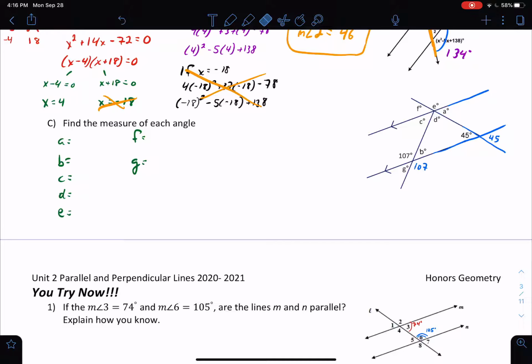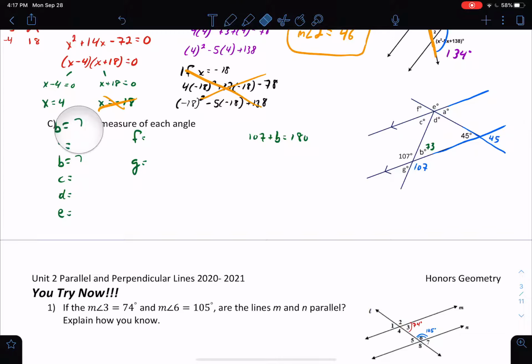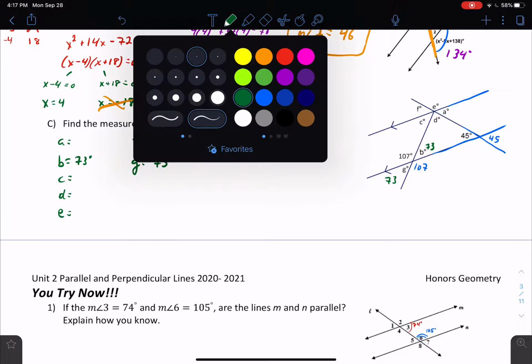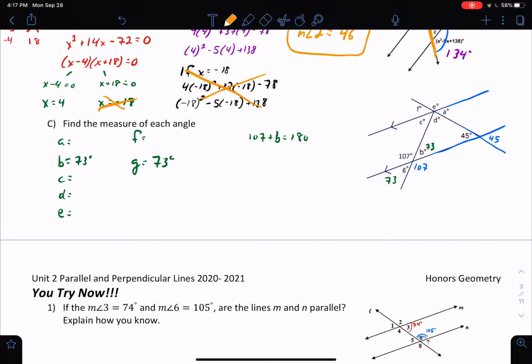Also, B is a linear pair with 107. G is also a linear pair with 107. Okay, so 107 plus B is equal to 180. So B is going to be 73 degrees. Which means G is also going to be 73 degrees, because those are both vertical. All right.